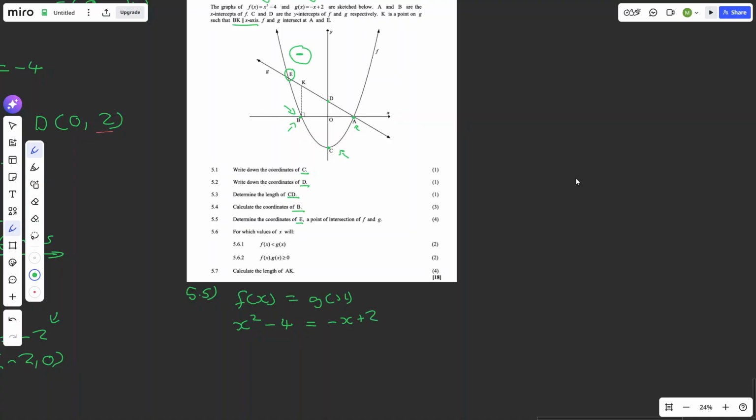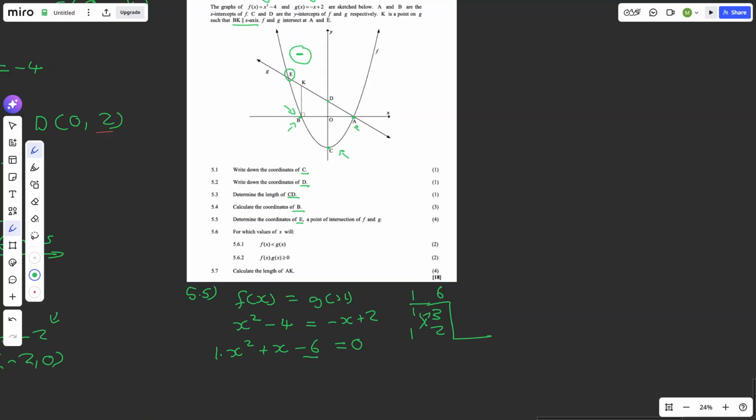We transpose the terms to one side, so we'll have x squared plus x minus 4 minus 2, which is minus 6. Now here we need to find the factors. So we'll put 1 here and 6. These are got from here and here. Factors of 1 are 1 and 1. Factors of 6, for this example, we'll use 3 and 2.